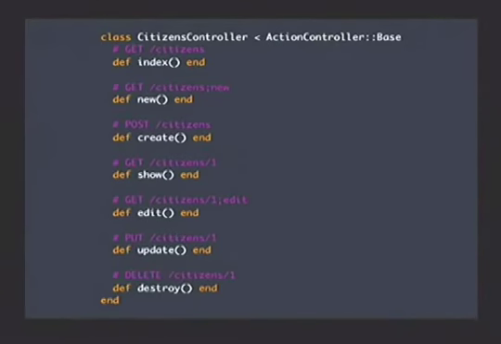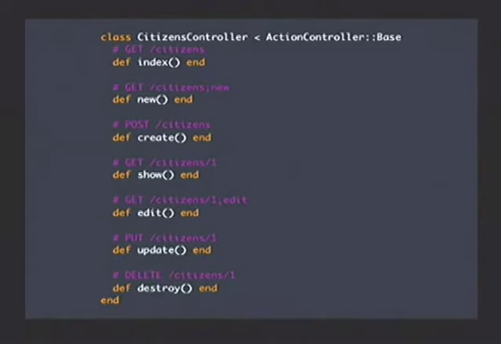Now, the other two don't really fit into the four verbs, new and edit, because they're grabbing information that we're going to use in other places. So Rails' solution to that is to use a semicolon after the resource and then the action name. So in this case, if we're going to edit citizen 1, we do citizens/1 semicolon edit. Whereas new, because it doesn't act on a specific citizen, we get new immediately after the citizens controller.